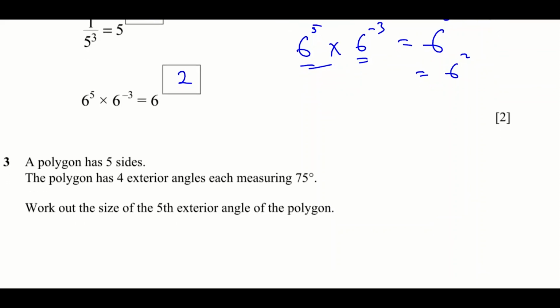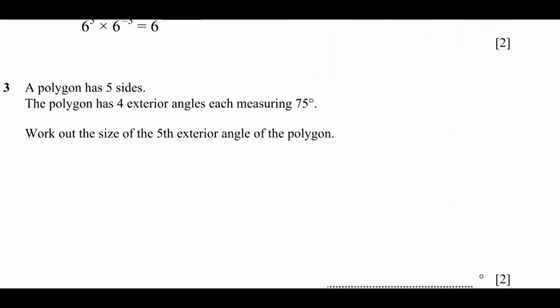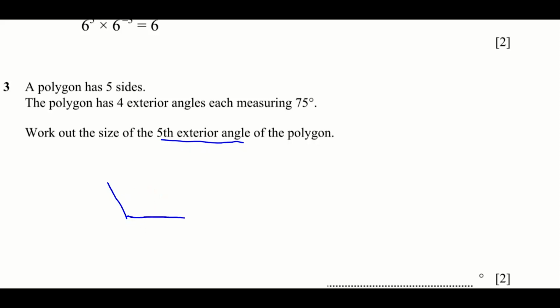Question number 3. A polygon has 5 sides. The polygon has 4 exterior angles, each measuring 75 degrees. Work out the size of the 5th angle of the polygon. If you just have a rough sketch of part of the polygon, this will be the exterior angle and this will be the interior angle. So you can just draw down like this.